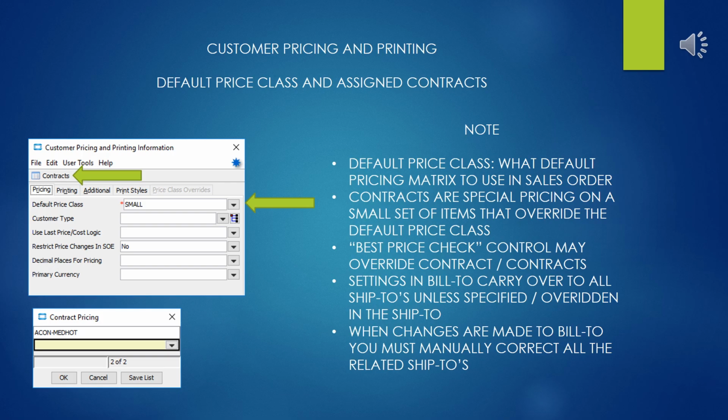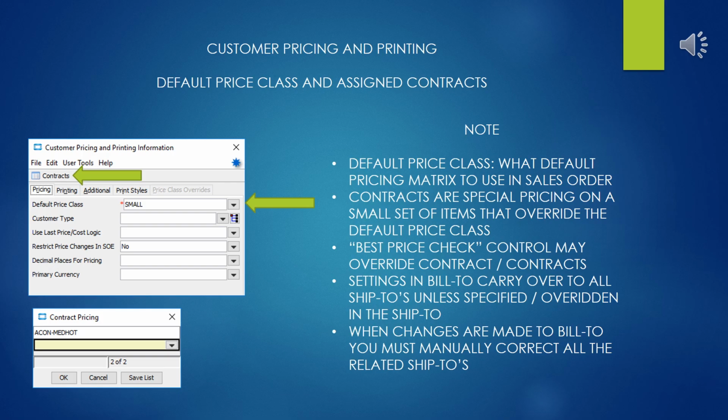The default price class is used to assign a specific price matrix to the particular customer. Each company, each system is going to have a different naming convention that they use for pricing class, so see the person who set it up to decide which ones those are.